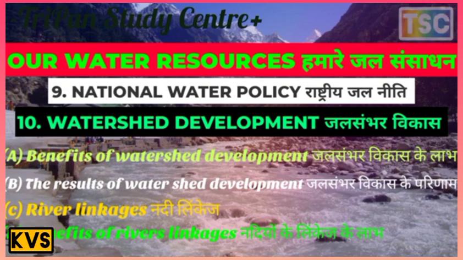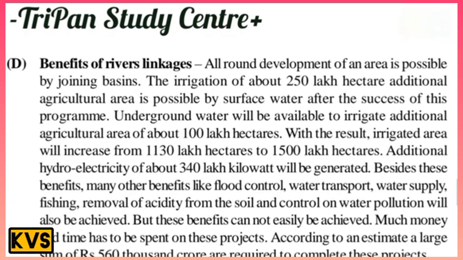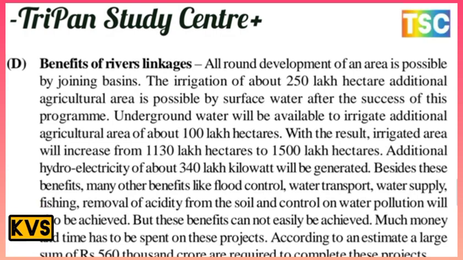The next topic here is the benefit of river linkage. This is the most important point. All-around development of the area is possible by joining the basins. The creation of about 250 lakh hectares of additional agricultural area is possible by surface water after the success of this program.